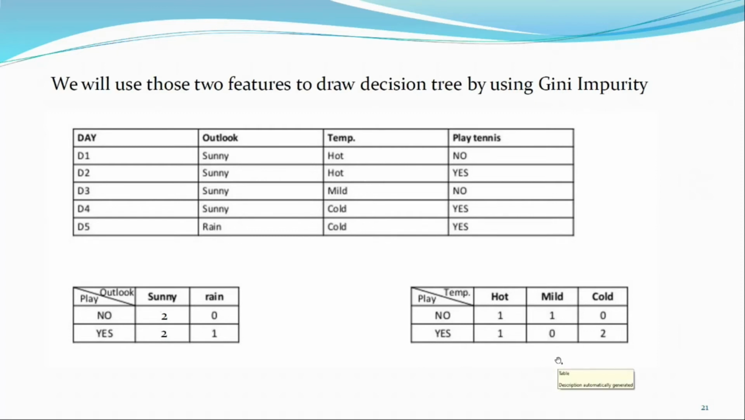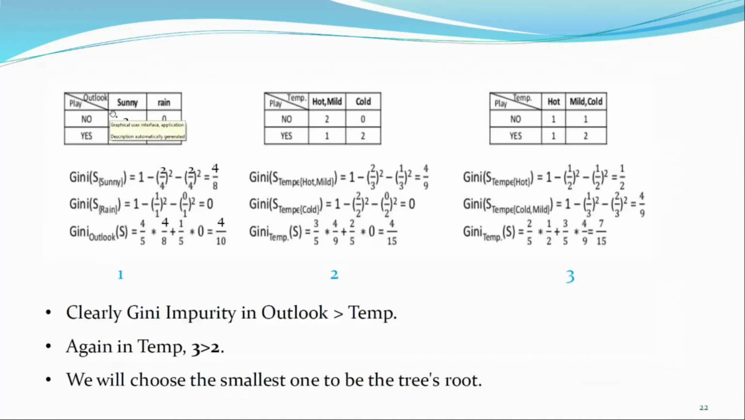So now we will calculate the Gini impurity of sunny. That will be 1 minus (2/4) squared minus (2/4) squared, that is 4/8. And the Gini impurity of rain is 1 minus (0/1) squared minus (1/1) squared, that is 0. So the weighted Gini impurity of outlook equals 4/5 into Gini impurity 4/8 plus 1/5 into Gini impurity 0. So that will be 4/10.